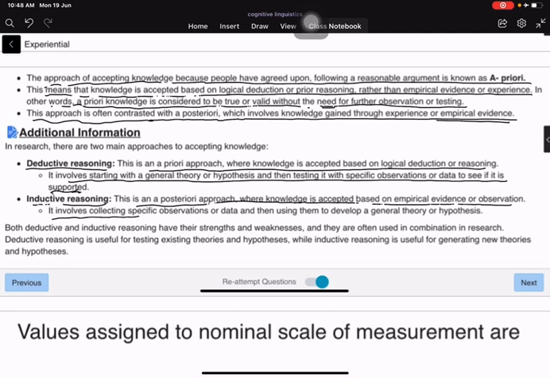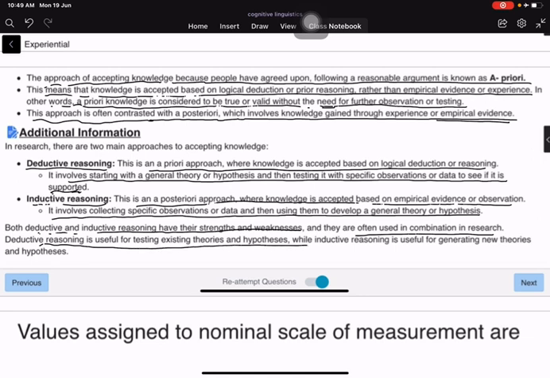It involves collecting specific observations or data and then using them to develop a general theory or hypothesis. Both deductive and inductive reasoning have their strengths and weaknesses. They are often used in combination in research. Deductive reasoning is useful for testing existing theories and hypotheses, while inductive reasoning is useful for generating new theories and hypotheses. So, inductive reasoning is a posteriori approach. Deductive reasoning is a priori approach.